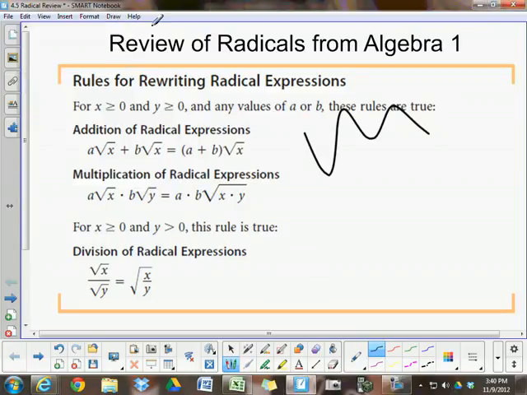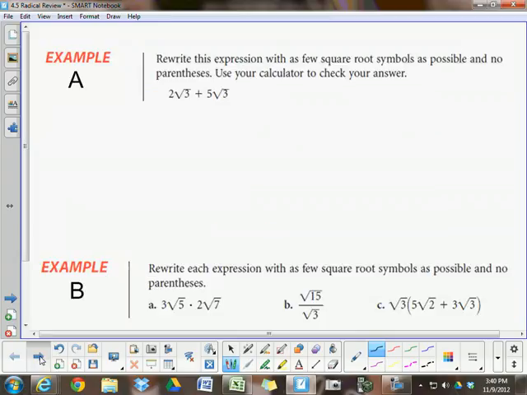Video number 1 here is the review of radicals from Algebra 1. On this page you see a bunch of old rules that you learned back in 8th grade, talking about how to rewrite radical expressions. So review those and keep coming back to them. You'll need them as you go through this sheet.